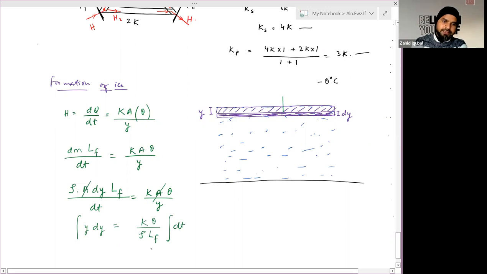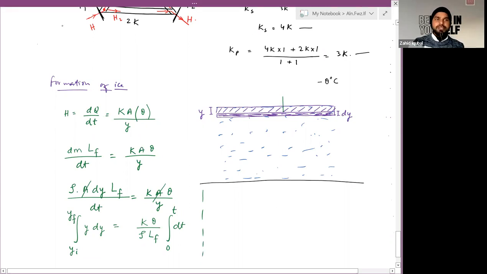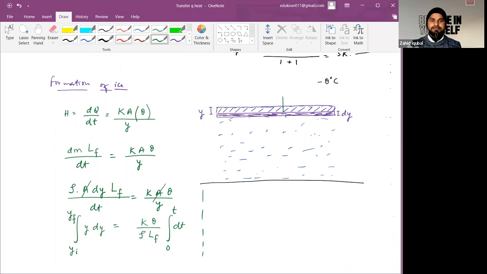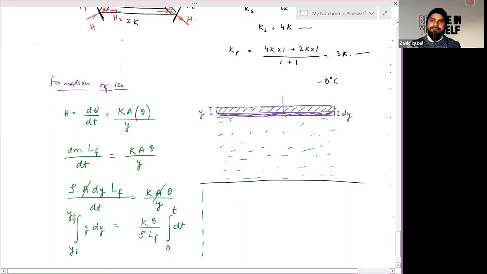Now integrate it. At time t equals zero, its initial level, let's say, is y initial. At some time t, it will become y final. Now integrate this part, and you'll get the time in which formation of ice will change from some y initial level to some new level, y final. Is it clear?